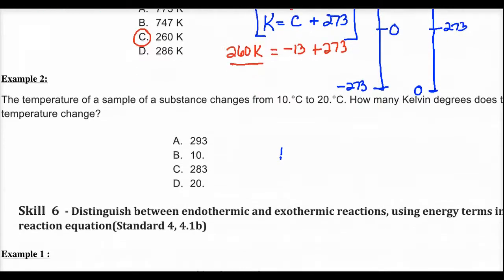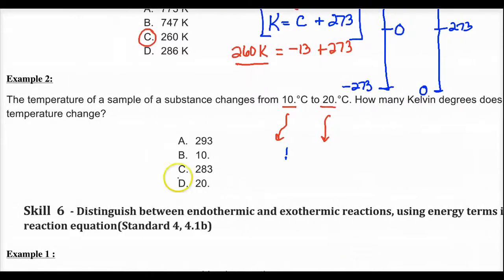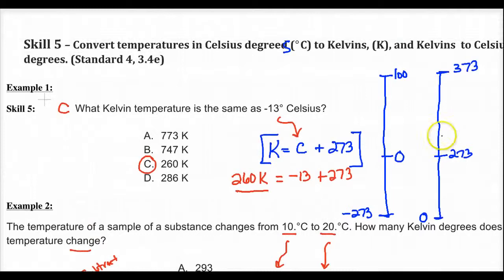And another example: the temperature of a sample of a substance changes from 10 degrees Celsius to 20 degrees Celsius. How many Kelvin degrees does that change? Well, before you convert this to Kelvin and this to Kelvin and subtract, because they wanted to know what? How many Kelvin degrees does the temperature change? Change should mean, oh, subtract. Think with me for a second. A Kelvin and a Celsius are the same scale, except that Kelvin starts 273 degrees sooner. So that's why Kelvin doesn't have a degree like Celsius does, because its degree is the same as the what?